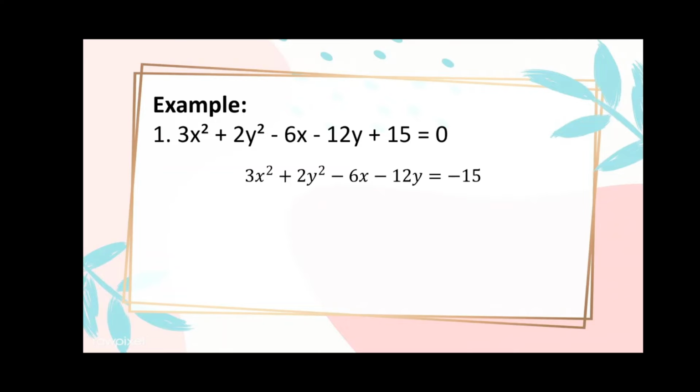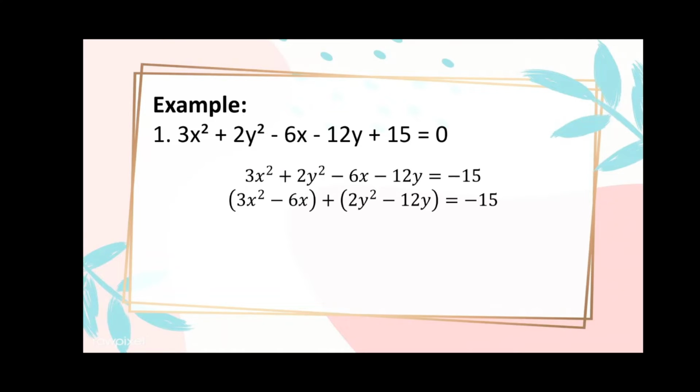Next is we group the terms with the same variables. So same variable of x and same variable of y. So we have quantity 3x squared minus 6x plus quantity 2y squared minus 12y is equal to negative 15. Next is we need to factor out or extract the common factor in each group. Actually, learning this in grade 8 as common monomial factor, we need to include the x since both terms have x.